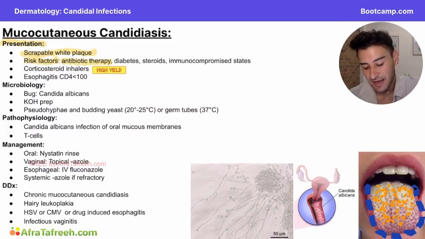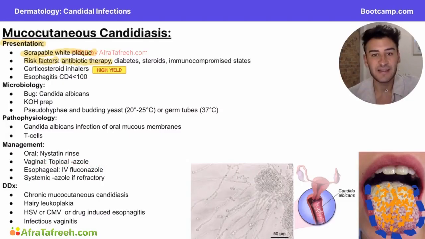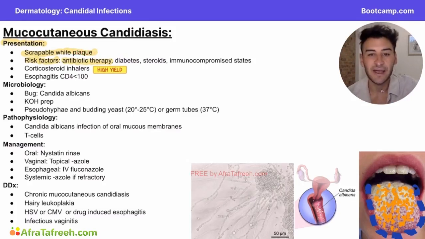So you're going to see I'm going to add like many orange dots. And these orange dots are going to come to represent that scrapable white plaque, which is candidal overgrowth. So that is going to be the pathophysiology of how antibiotic therapy leads to overgrowth of candida.